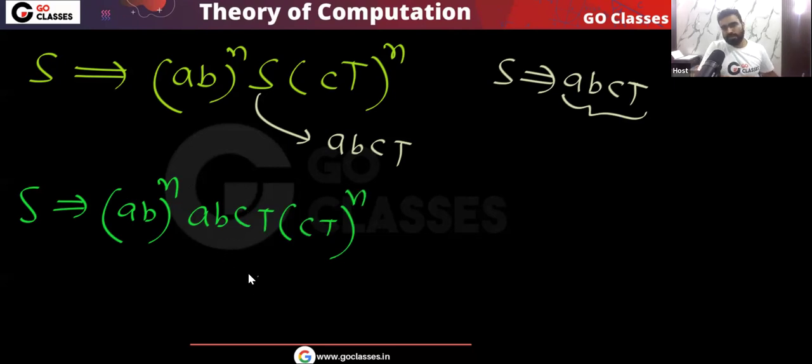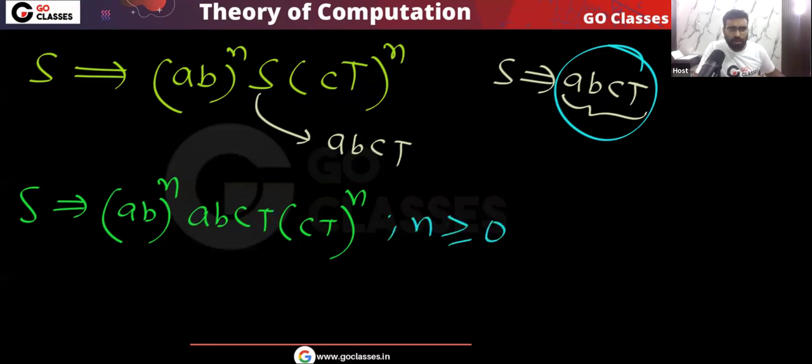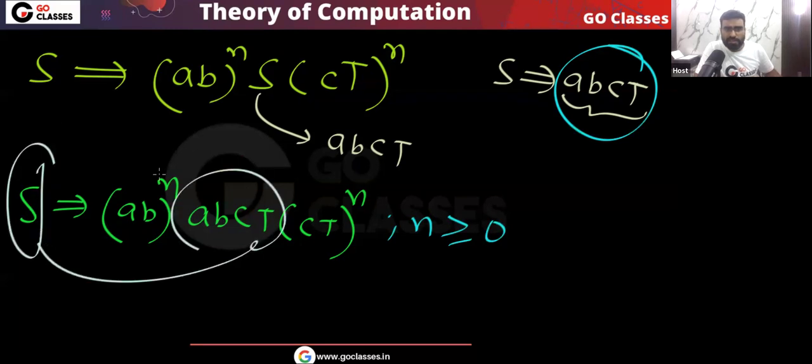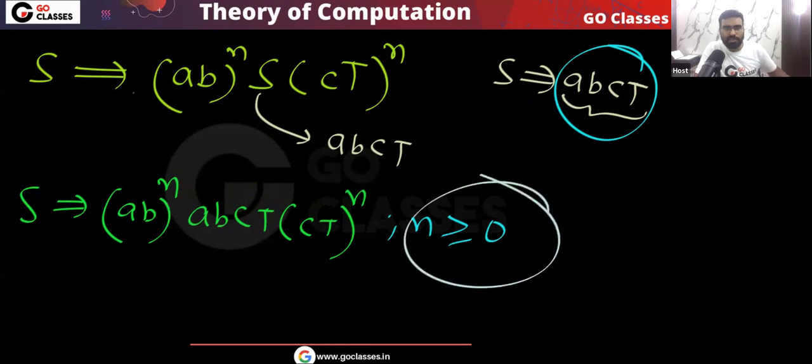Okay, agree? This is what S will give you. And remember, S can also go to ABCT. Okay, so this also S can go to ABCD. So can I say n is greater than equal to 0? Because remember, S can go to ABCT also. So can I say this n you don't need? This n can be 0 also. Agree? I hope you are getting the point, because S can go to ABCT.